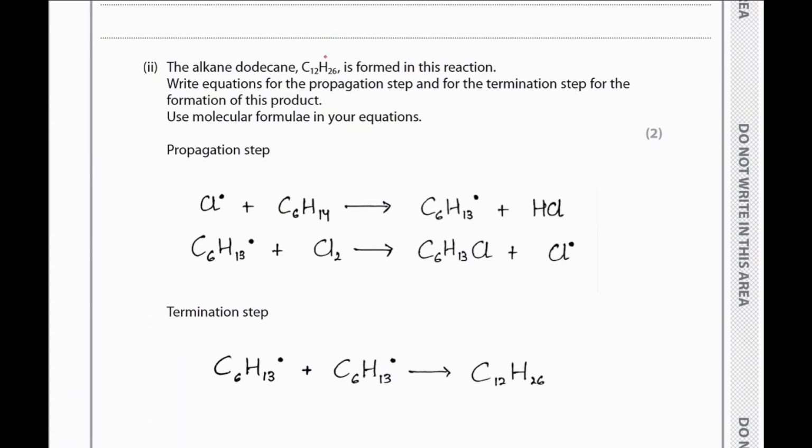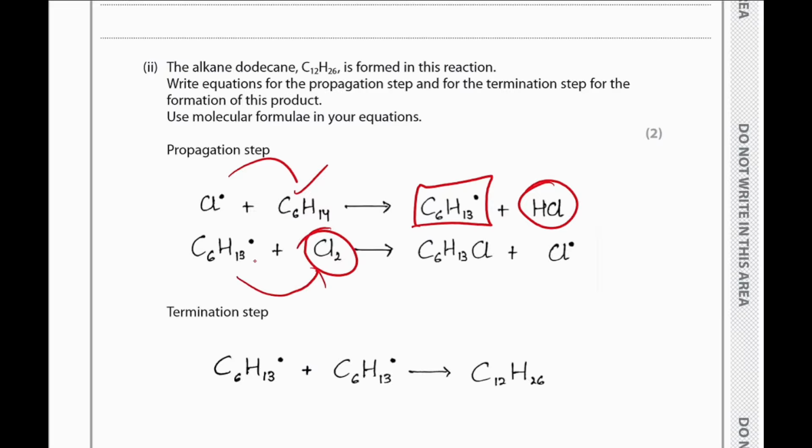Now, again, for the alkane dodecane, they told you to write the equations for the propagation step and for the termination step. In the propagation step, the radicals which have been produced in the initiation step react with the other reactant present in the halogenoalkane reaction. So in this case it reacts with the alkane, which produces another radical and the corresponding hydrogen chloride, where one of the H comes out and reacts with Cl. Again, this radical reacts with the remaining chlorine which hasn't gone through the homolytic initiation process, and produces the desired product, which is the halogenoalkane.